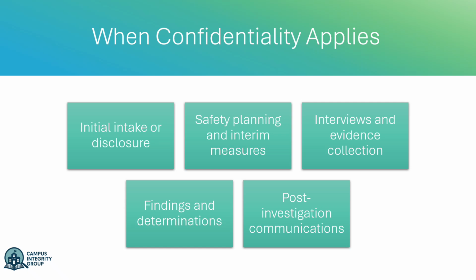So when does confidentiality apply? Confidentiality is not a single decision. It's something schools must think about at every stage of the process. What's appropriate to share at intake may not be appropriate later, and vice versa. So this requires ongoing judgment. It's not a one-time call. Safety planning and interim measures, interviews and evidence collection, findings and determination, and post-investigation communications all require a level of confidentiality that must be determined by the school on a case-by-case basis and not all at once.